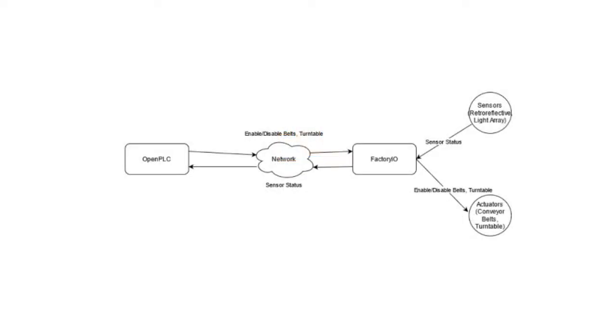This is a demo of Factory I/O and OpenPLC, and here's the block diagram layout of the setup being used. OpenPLC and Factory I/O are running on separate devices and they're communicating over the local network. OpenPLC controls the actuators, which are going to be conveyor belts and a turntable, and it enables or disables them based on readings from the sensors that are in Factory I/O, and this happens continuously as sensors are updated.